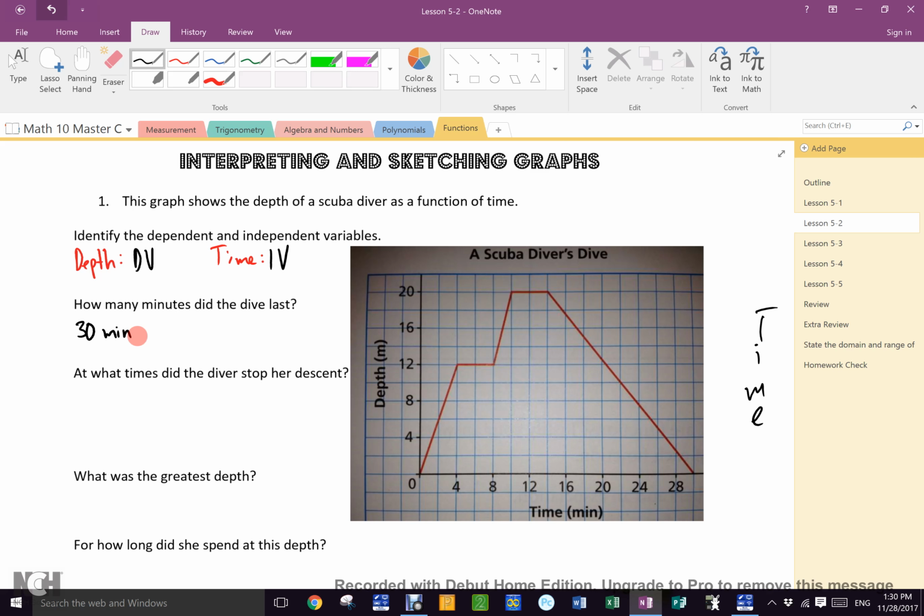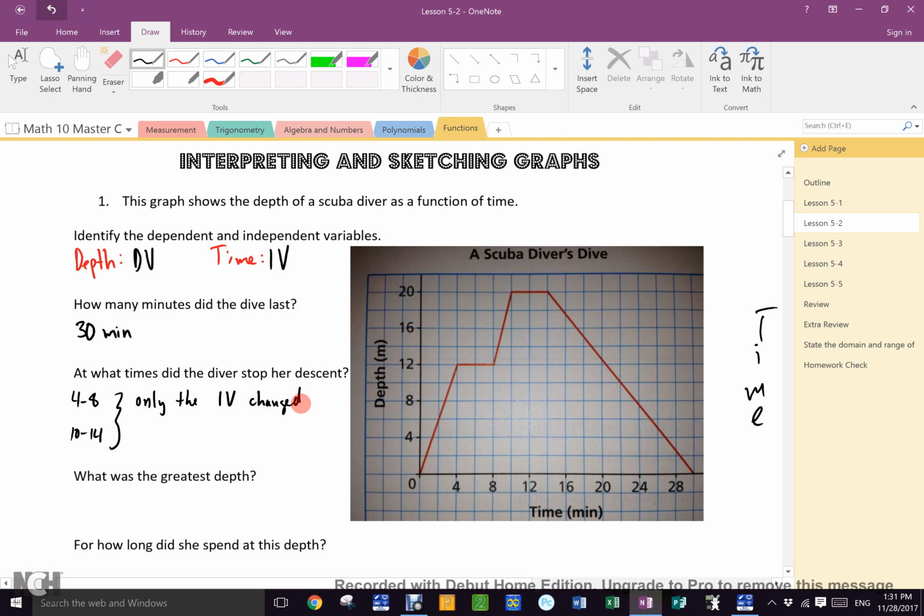Only between 10 and 14? 4 and 8, as well as 4. Thank you. She stopped between 4 and 8, and she stopped between 10 and 14. How did you know that she stopped descending? Because the line goes straight across. The line goes flat because at those 2 points, only the IV changed.